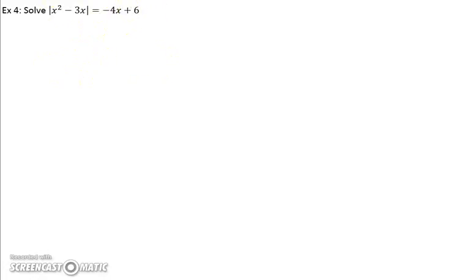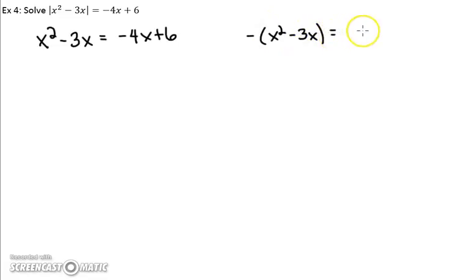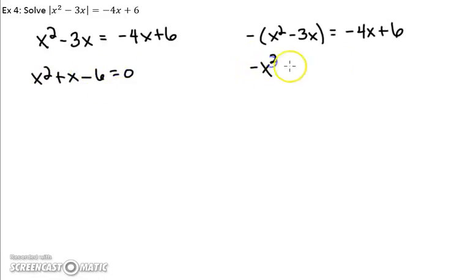We can see that the absolute value is already isolated, so our two equations, we want to take the subject, which is x squared minus 3x, set it equal to the answer. So what I meant by the answer is what's on the right-hand side, so in this case, negative 4x plus 6. Then for the other one, we want to take the opposite of the subject, and set it equal to the answer. And then from here, it's just solving. So x squared plus x minus 6 equals 0. We have to do a little bit more work here because we have some distributing to do.